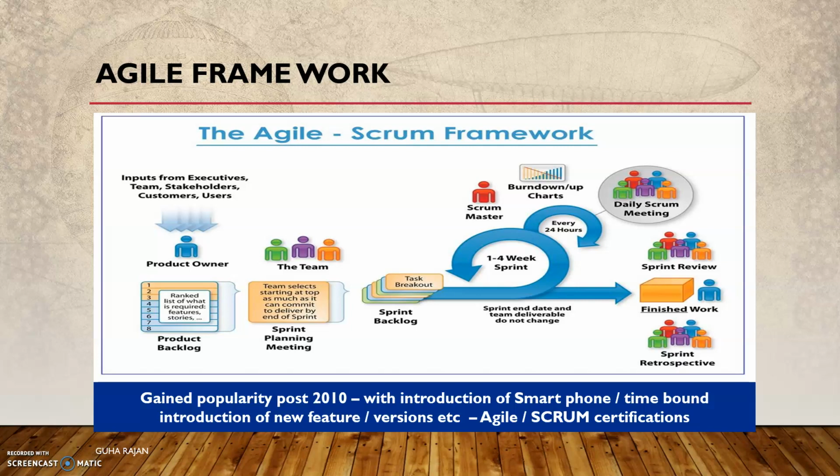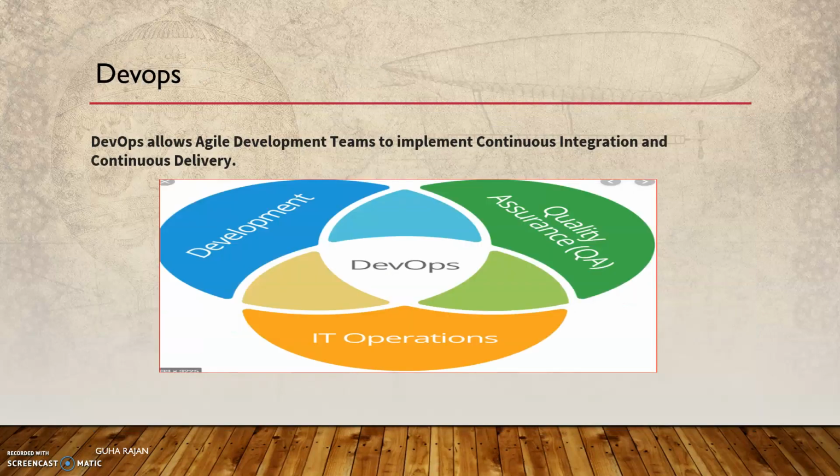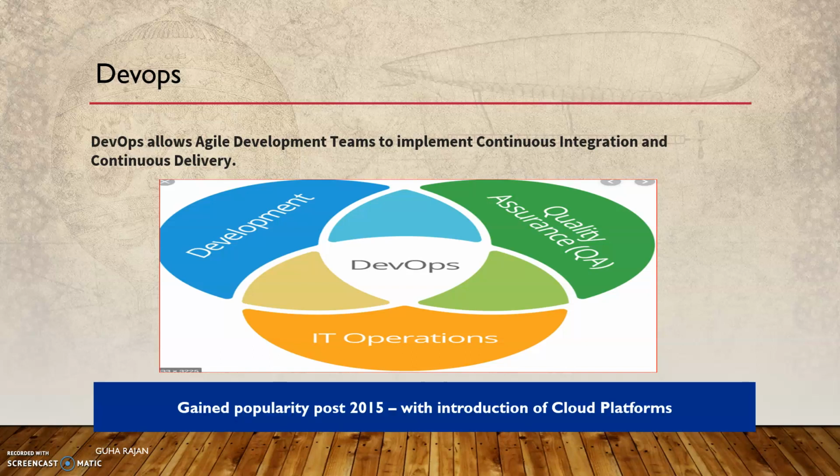Otherwise, earlier it was PMP certification or PRINCE certification, and then came the agile-based certification, as well as the Scrum certification. And now you keep hearing about DevOps. DevOps allows agile development to continuous integration and continuous delivery. And again, this gained significance post 2010 with the introduction of cloud platforms.